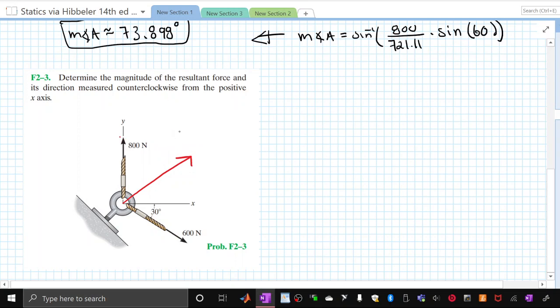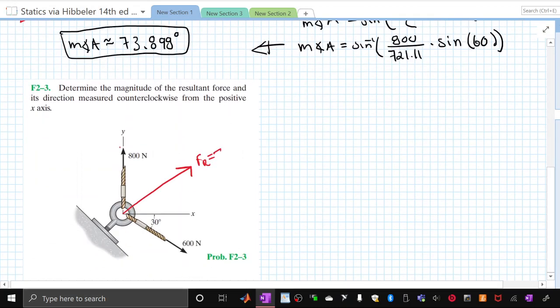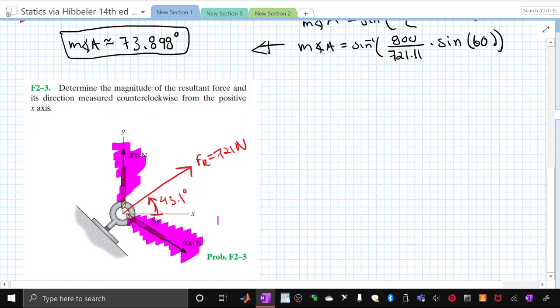And this force came up to be Fr, around 721 newtons, and it's acting at an angle of 43.1 degrees from the positive x-axis. So what that means is that you could replace these two vectors, totally erase or ignore them, and change them by a force of 721 newtons acting at 43.1 degrees from the positive x-axis.